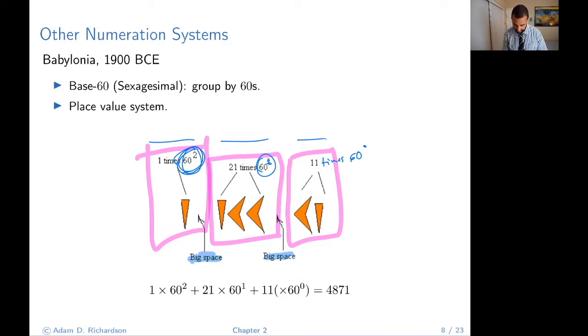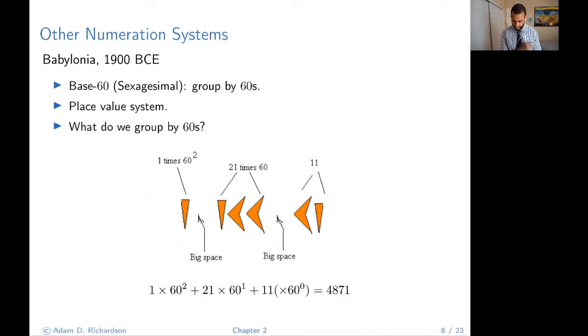And then down here at the very bottom, I have the expanded form written in the way that we would write it. So here's 11 times 1, 21 times 60, and 1 times 60 squared, right? Add all those together, and then you get the quantity 4,871 as we would write it. Interesting, huh?